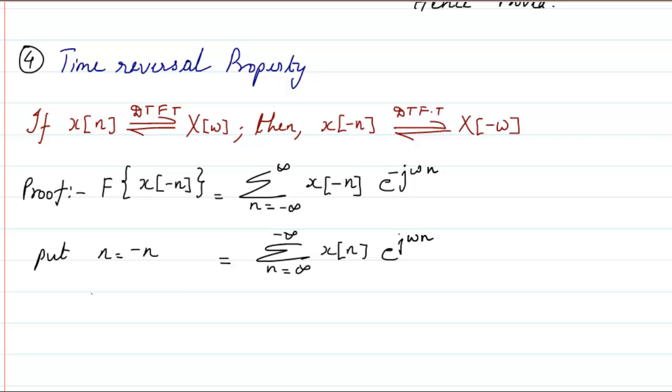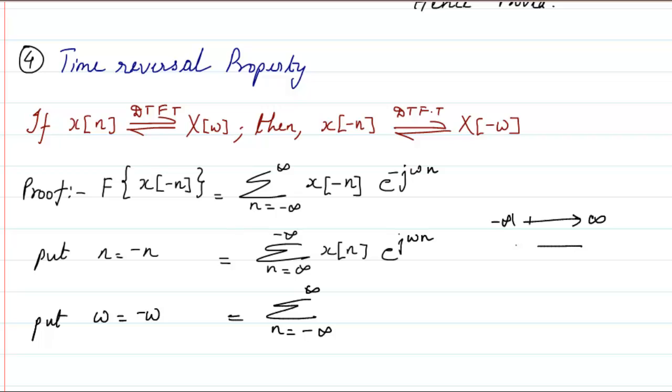Okay, next put omega is equal to minus omega. Then what will happen? Summation, anyway, is from infinity to minus infinity. I can write it in reverse also, that means I can write it from minus infinity to infinity. It does not matter, because whether you count from minus infinity to infinity, or from infinity to minus infinity, it is one and the same thing. So I can change this in this particular fashion, and then the remaining x of n will remain as such, and e raised to power, instead of omega I will write minus omega n.